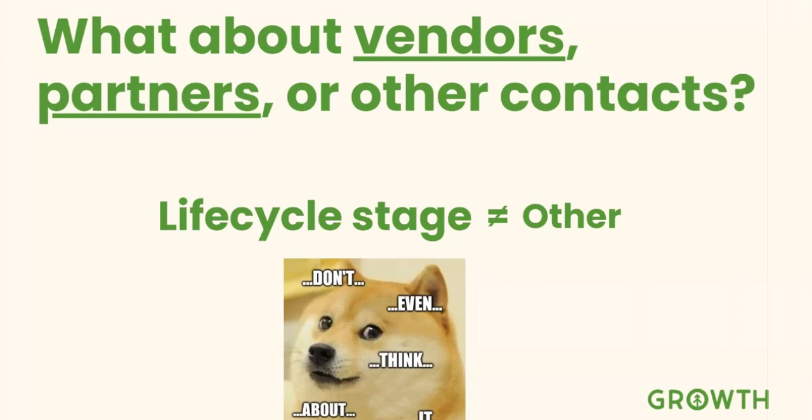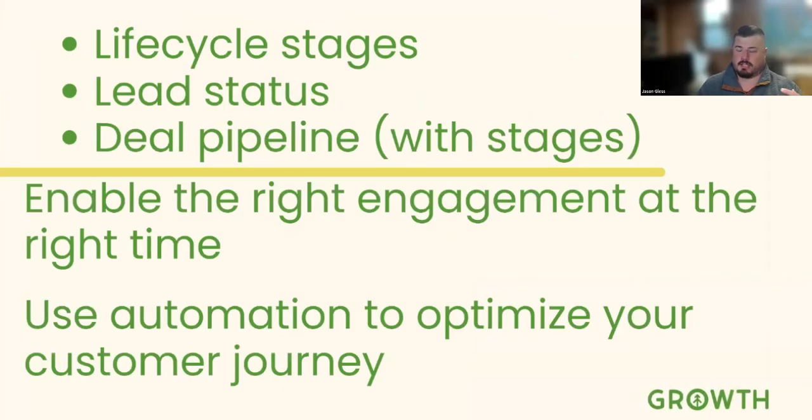All right. I think we're about on time here, maybe a minute long. Want to go through again: life cycle stages, lead status, deal pipeline, or deal stages. That is what gets us the right engagement at the right time. We can use these to engage with your audience at the appropriate time and use those automations to optimize that customer journey. It's going to do the work of 100 people, I don't know, thousands of people, whatever you want to call it, but it's going to help you. We want to go through that.